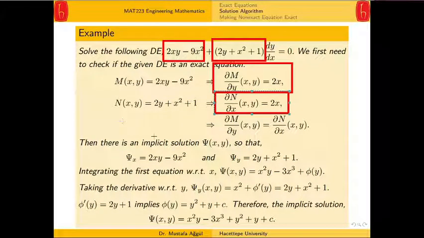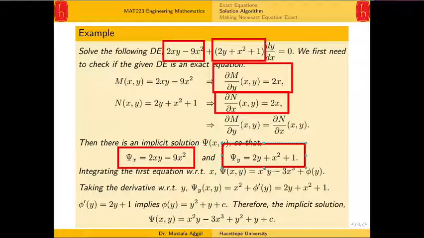Then, if this is an exact differential equation, there is an implicit solution psi(x, y) so that the x derivative is equal to M and the y derivative is equal to N. So we have this and that equation. The x derivative of the solution is equal to this, and the y derivative of the solution is that. They are part of the equations already, so this immediately follows if we decide some equation is already an exact equation.